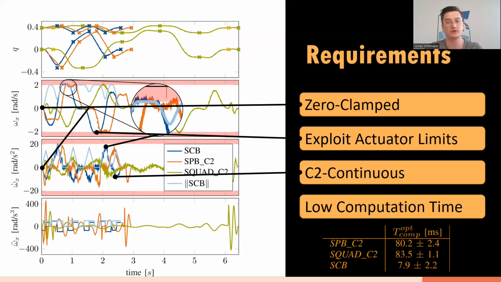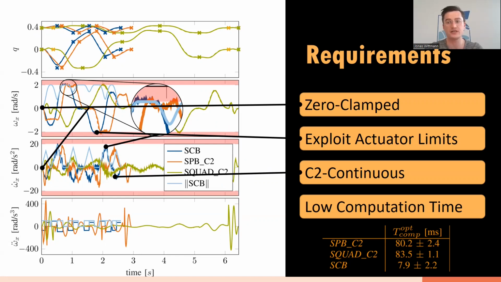In experiments, we benchmarked our proposed method with similar approaches. This diagram shows the trajectory profiles and our SCB method in dark blue and its absolute values in light blue. All methods interpolated the same rotational waypoints. Our method meets the defined requirements. We have zero clamped boundaries at start and goal.